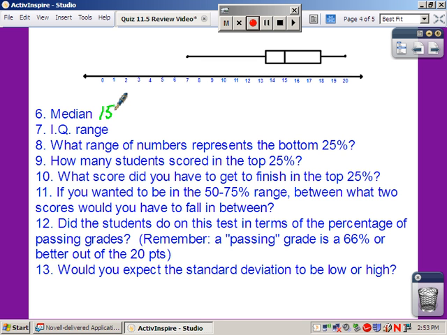The interquartile range is almost as easy. It's between the quartiles, or the length of the box. So from 13.5 up to 18, that's a distance of 4.5.